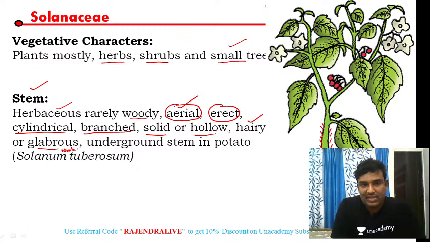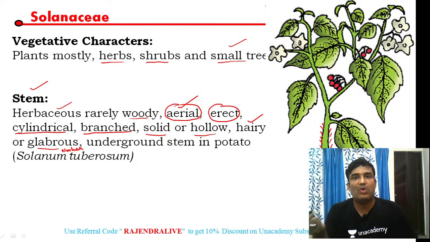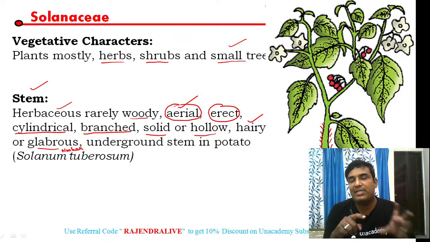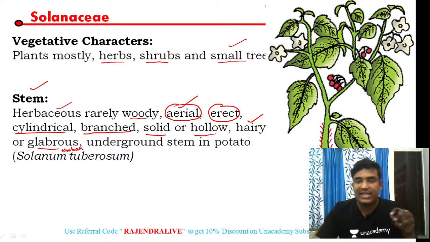Such condition is called as a glabrous. Glabrous means hair is absent. When hair is absent, such condition is called as a glabrous. When hair is present, such condition is called as a hairy. Okay. So stem is hairy or glabrous. In some members of the Solanaceae, on the stem they have hair, whereas in some stems they don't have hair. So that is the reason it is called as a glabrous.